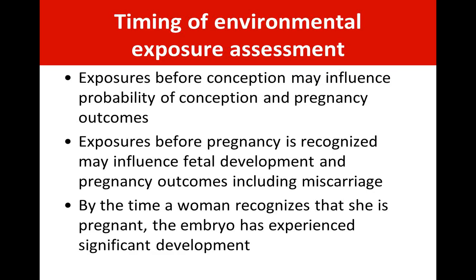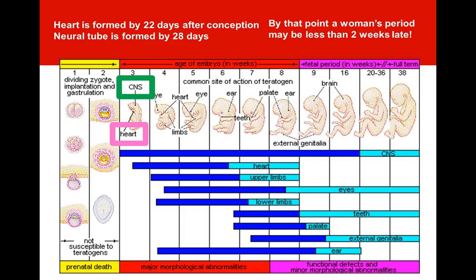I'll tell you how. If exposures before conception can influence the probability of conception and pregnancy outcomes, and exposures before the pregnancy is recognized can influence development and outcomes including miscarriage, then we need to measure early on, because by the time it's recognized the embryo has actually experienced significant development. The heart is formed by 22 days after conception and the neural tube by 28 days.